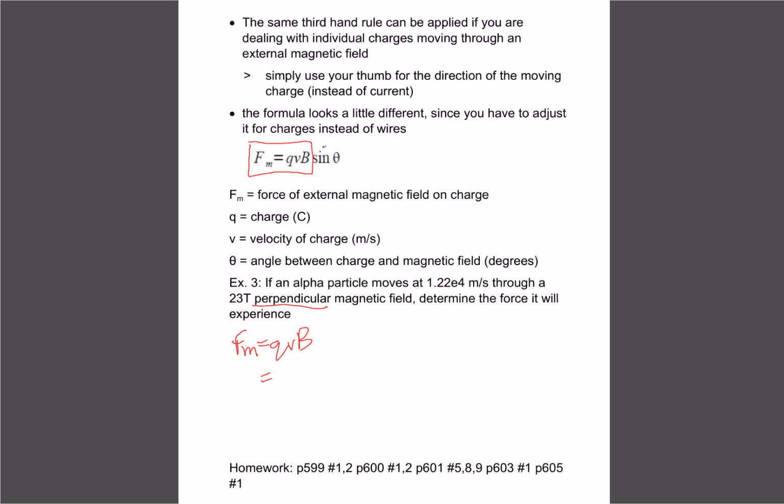So we have an alpha particle, so that charge would be 3.2 to the negative 19. Velocity is 1.22 to the 4. And our B was 23, so we just need to multiply all three of those together. And we get an answer of 9 to the negative 14 newtons. Okay, so pretty easy formula to work with either one, ILB or QVB. They both work, pretty much the same. And the key idea then is use your left hand for negative charges, right hand for positive charges to help you figure out the directions as well. And that's all.